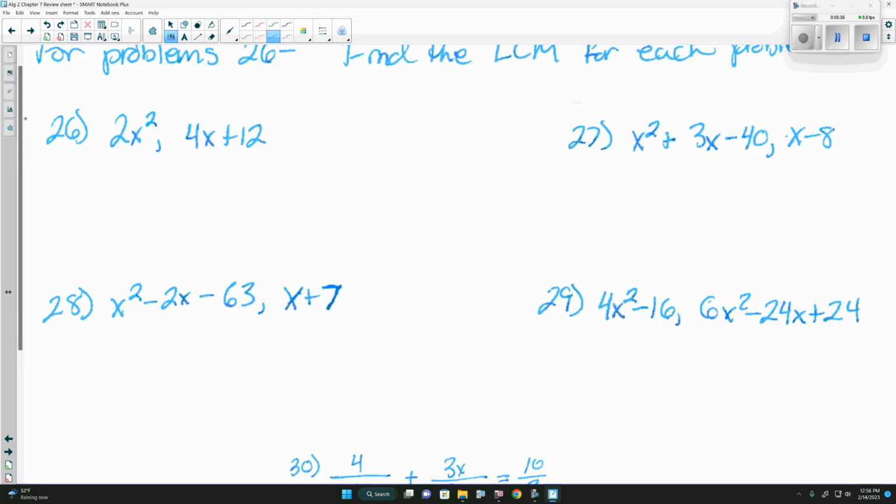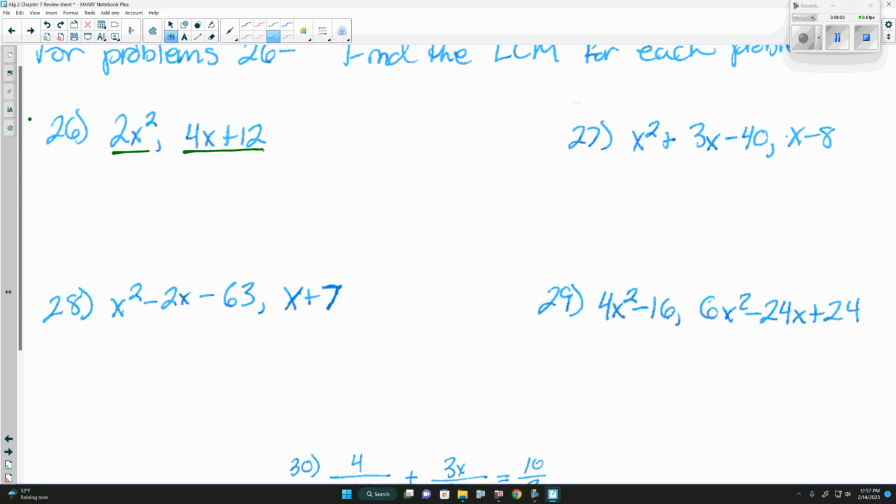The next thing I want to look at is least common multiple. Least common multiple is really seeing what is the first expression that we can make each of the individual expressions be. That's really what we're looking for. So if we look at 26, 2x squared is as simplified as it gets. Because when we look at least common multiple, we need to factor them completely before we find the least common multiple.